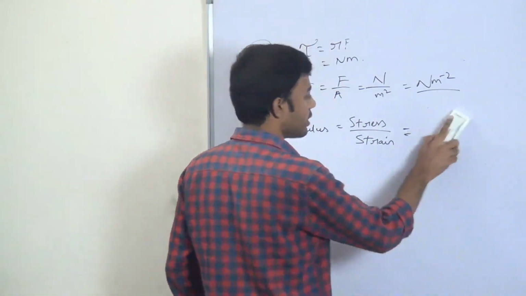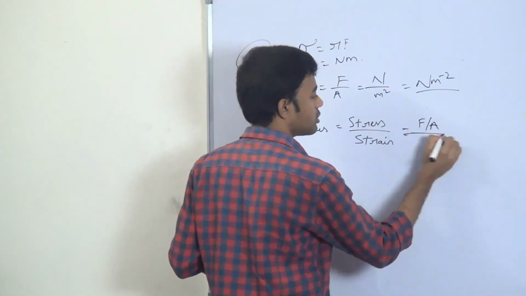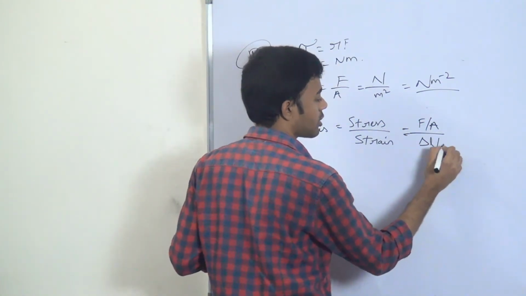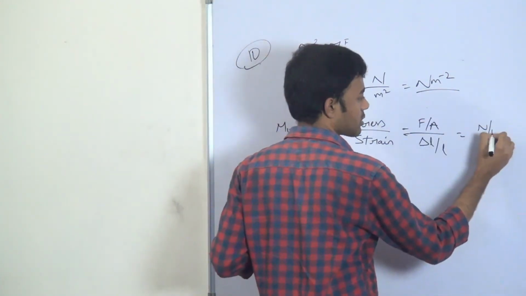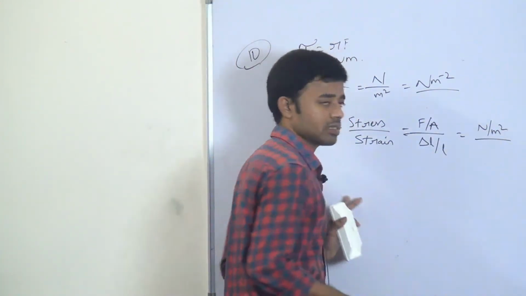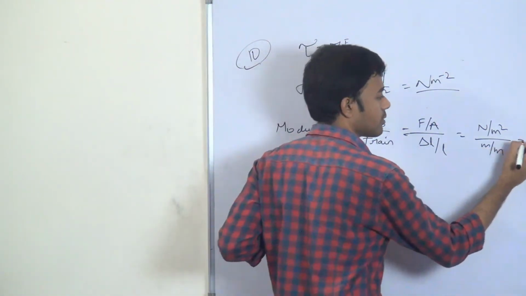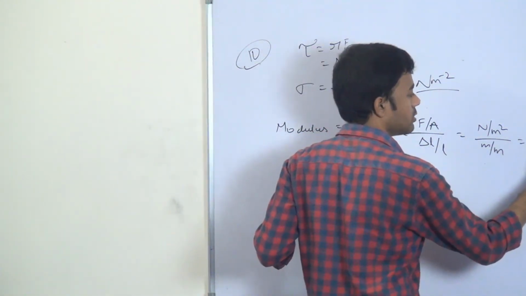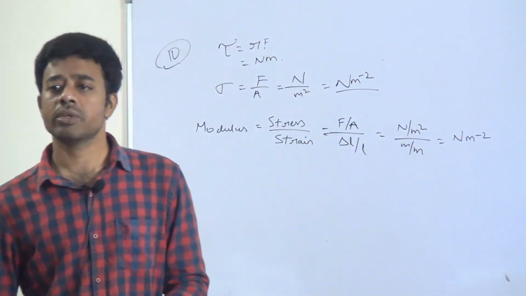If you write in somewhat more detail, again, stress equals force acting by area, and strain is change in length by actual length of the object. Force by area we have got here Newton per meter square, and the change in length is also a length, so it is meter per meter. So it is again Newton meter inverse square. So A, B, C are true.